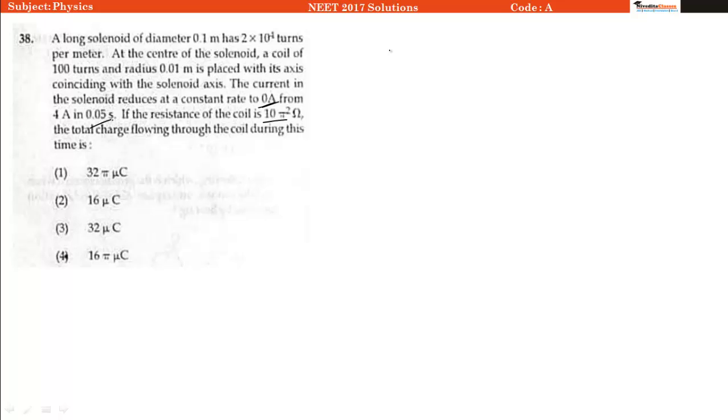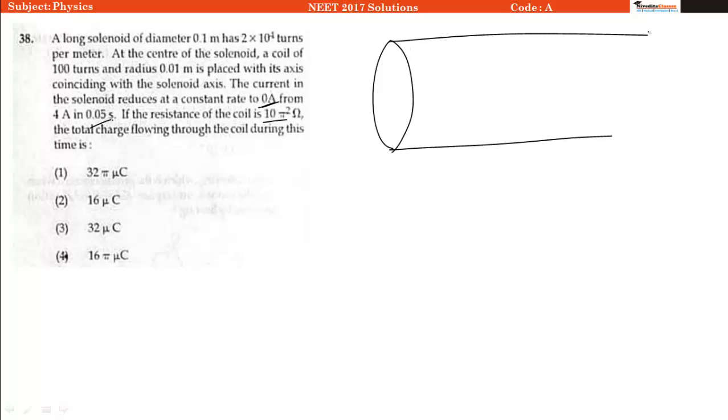through the coil. So what's given to us is that this is a solenoid, and this solenoid has a small coil in the center whose axis is coinciding with the axis of the solenoid. Now the magnetic field which will be produced by this solenoid initially will be equal to mu naught n i, and finally it will decrease to 0 as the current will decrease to 0.